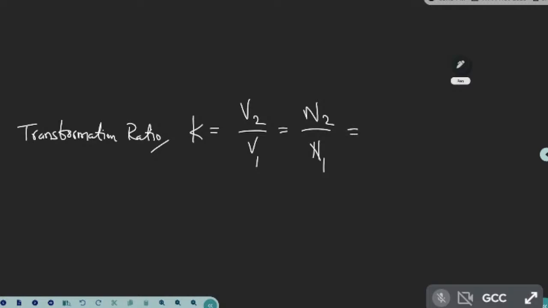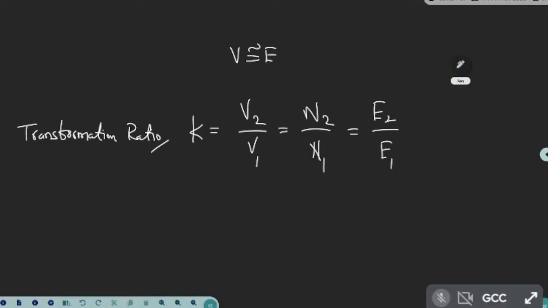And voltage and EMF are equal. You can write small e2 or capital E2, this is induced EMF. Because voltage is more or less equal to induced EMF. That's why V2 means E2, V1 means E1.